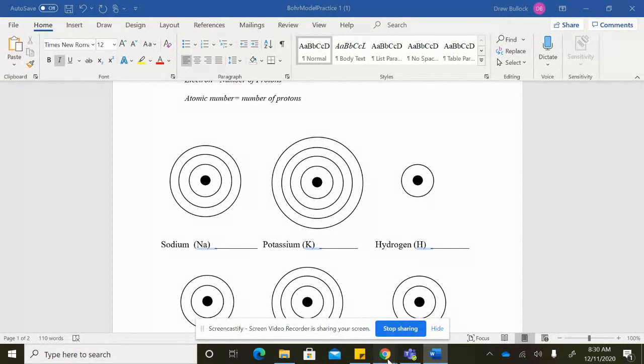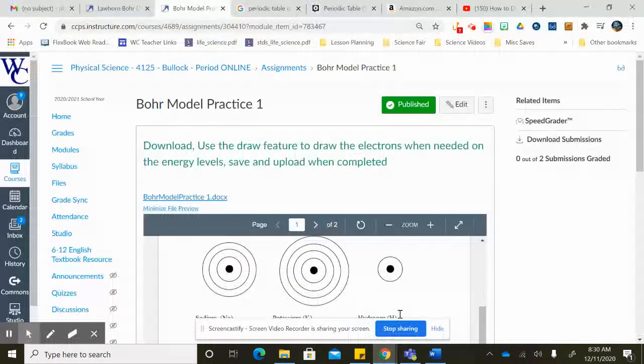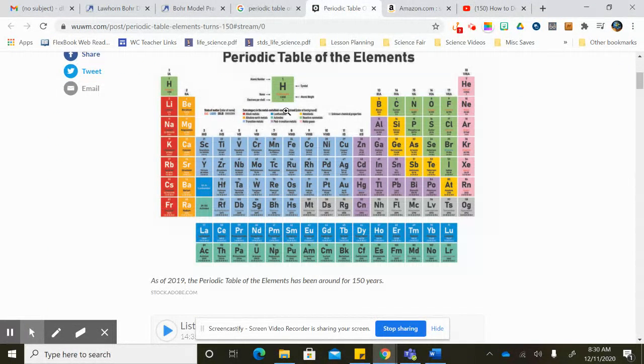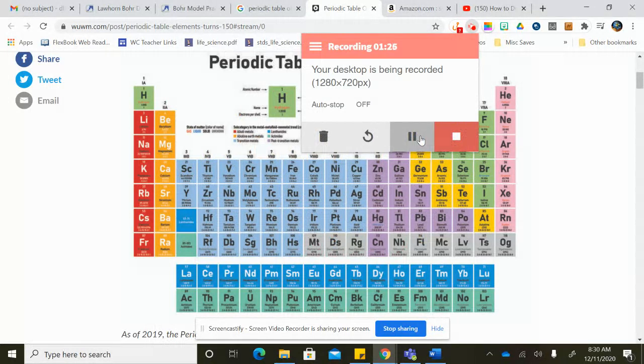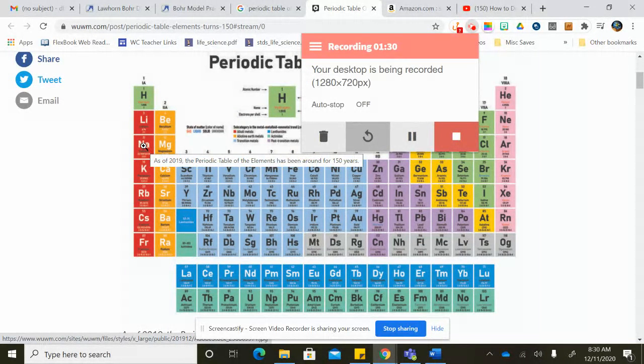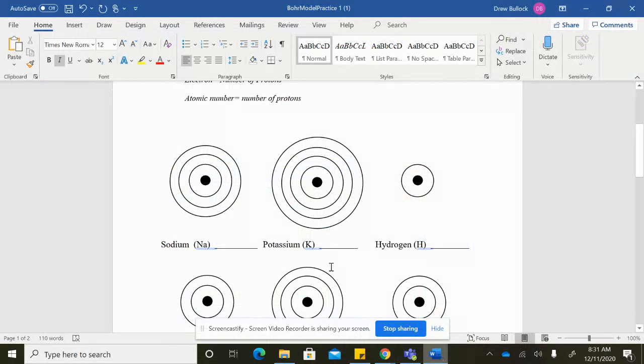So I've just pulled up a sample periodic table. And the first thing I'm going to do is find sodium. So I'm looking for Na on the periodic table. All right, and there it is, number 11. So 11 means it has 11 protons. So I'm going to go back to my practice.